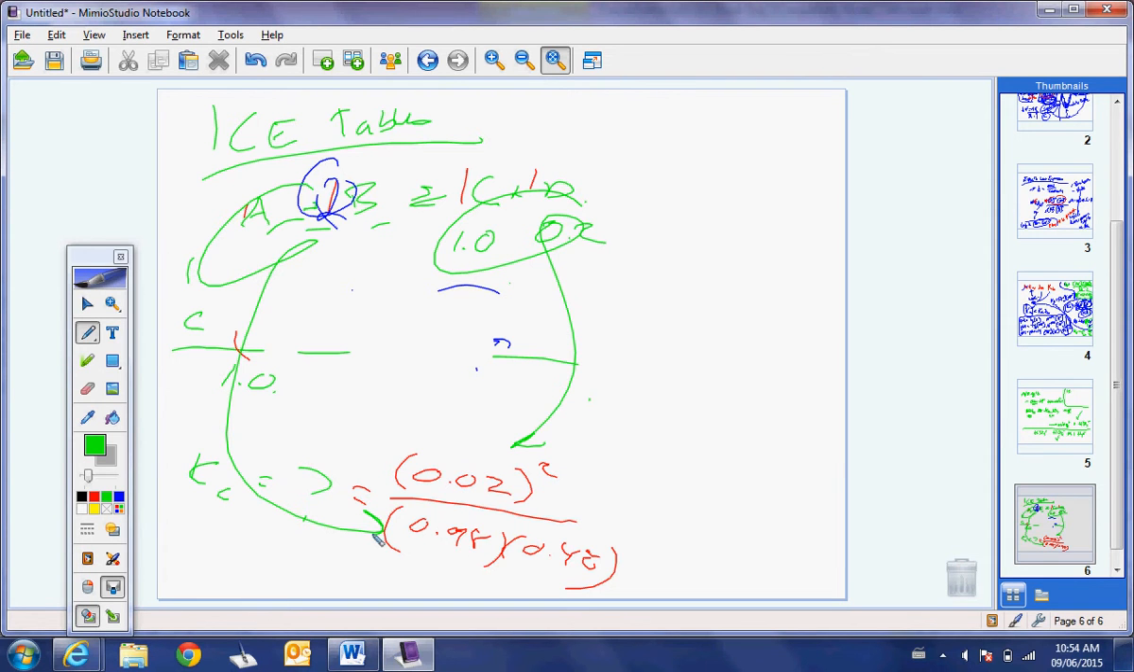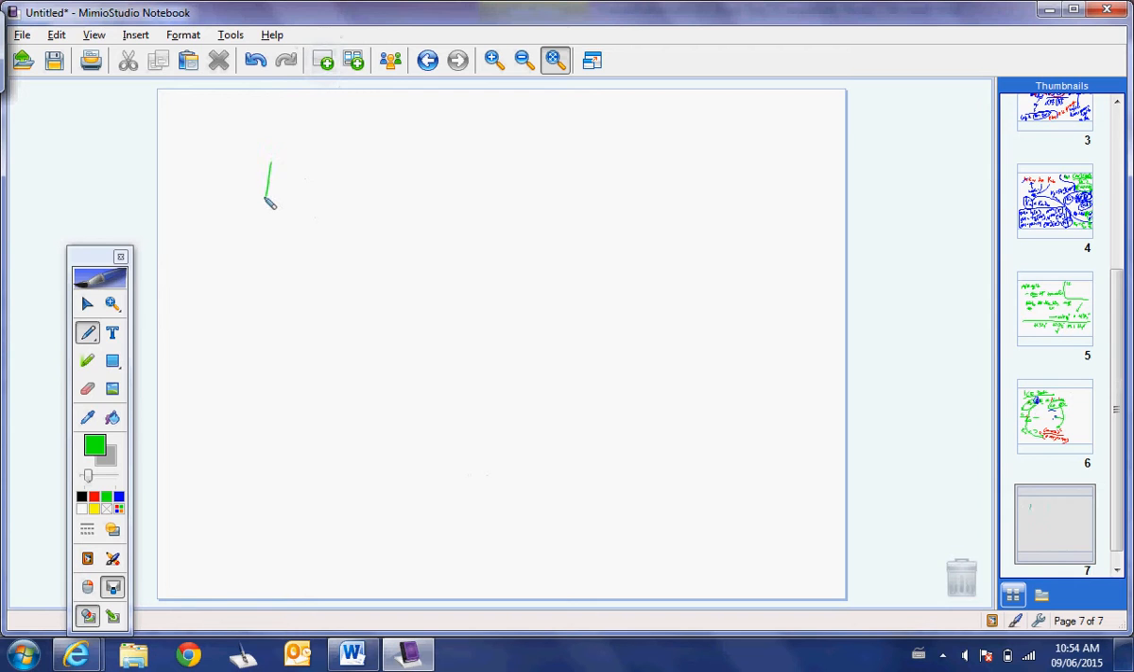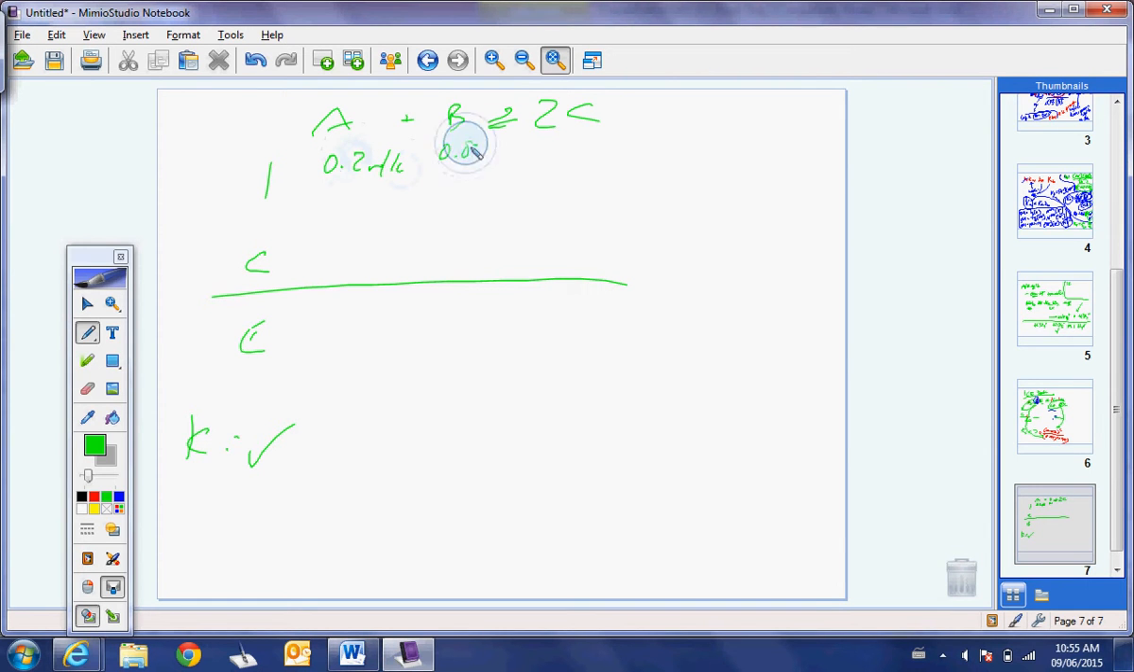Another ICE table would be the X's, right? These X's. So ICE for A plus B yields 2 C's. In this case, they've given you a K value, and they've given you some information about the ICE table. Normally, it's just the initials. So normally they've said that this is 0.2 moles per liter, this is 0.2 moles per liter, and this is 0. Calculate the equilibrium constant is what they want.